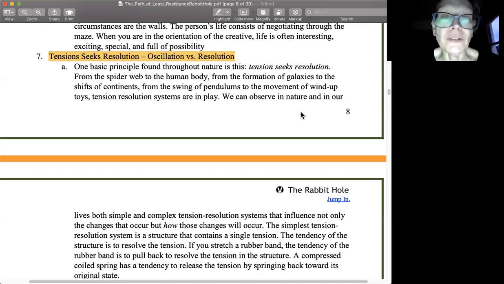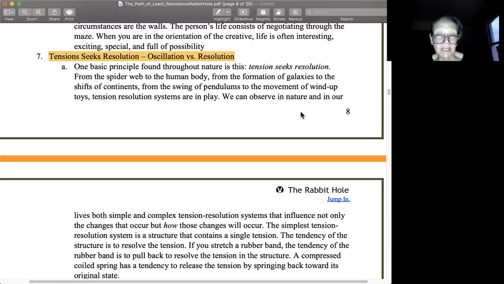Tension seeks resolution. Oscillation versus resolution. A, one basic principle found throughout nature is this: tension seeks resolution. From the spider web to the human body, from the formation of galaxies to the shifts of continents, from the swing of pendulums to the movement of wind-up toys, tension resolution systems are in play. We can observe in nature and in our lives both simple and complex tension resolution systems that influence not only the changes that occur, but how those changes will occur.